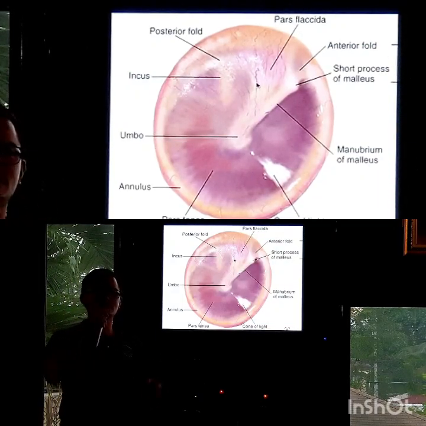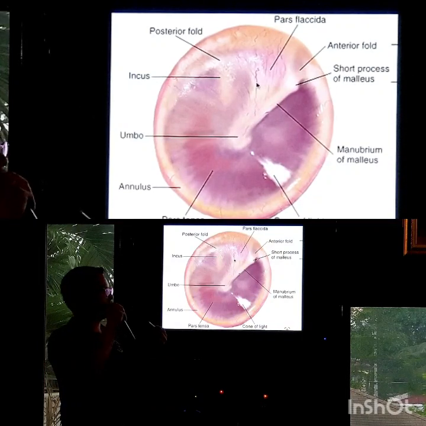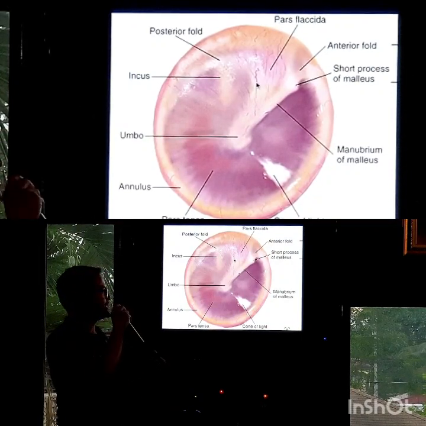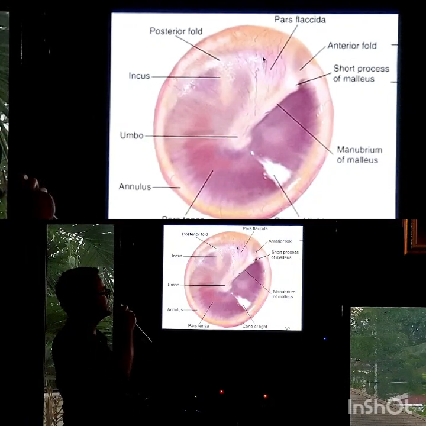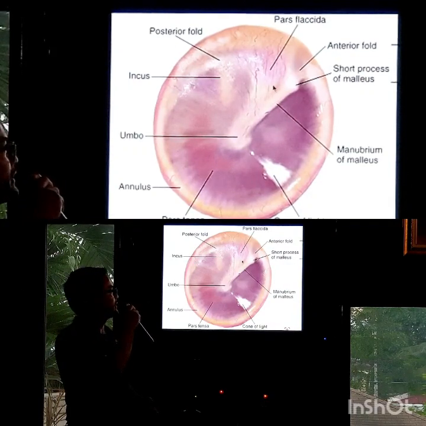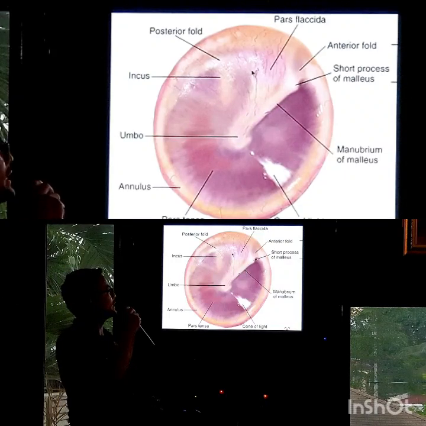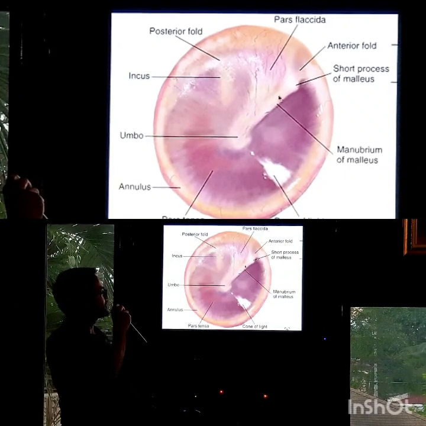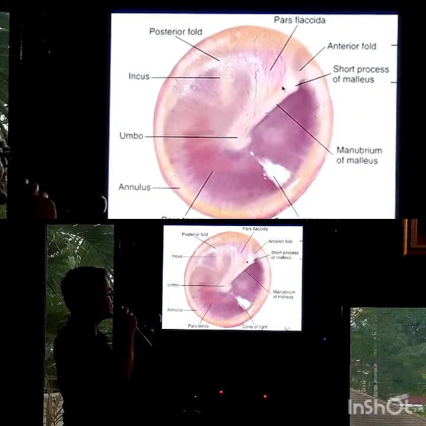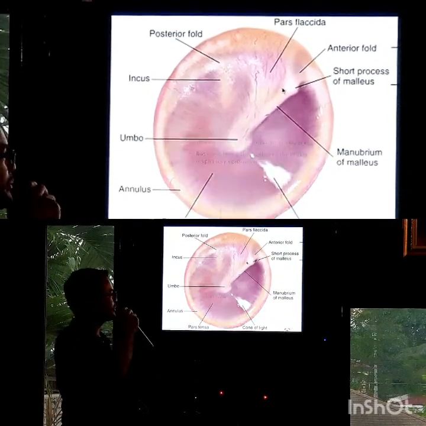So when you have patients who are kids and they have colds, sometimes they say that their ear hurts. Usually this is the part that gets affected first. This gets sucked inwards. And this is usually the part where cholesteatomas start. Okay? So that's what's particular about the tympanic membrane.